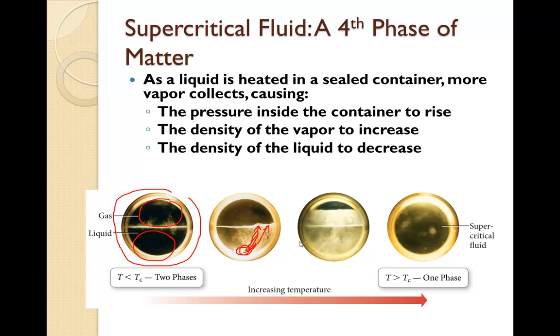This causes the density of the vapor to increase and the density of the liquid to decrease, meaning that the volume here is spreading out and the volume up here is getting smaller. So with more and more pressure, more and more vapor is coming up. Eventually it gets to a point where it's a supercritical fluid where no matter how hard you try, you can't put them back into a liquid at that increased temperature.